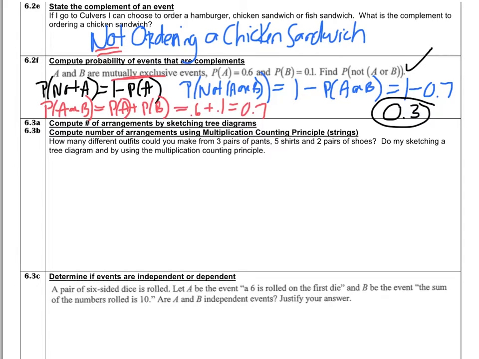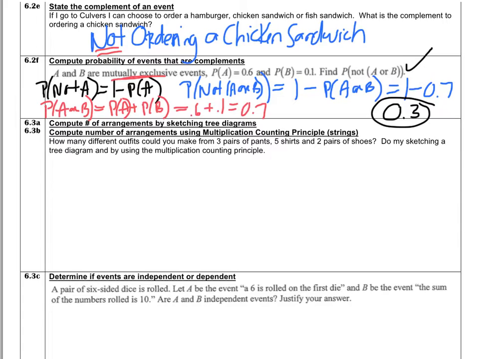And we're done. 6.3a and 6.3b compute the number of arrangements by sketching a tree diagram. Then I'll also show you how to compute the arrangements using the multiplication counting principle, which is more common because it's quicker. Here we have how many different outfits could you make from 3 pairs of pants, 5 shirts, and 2 pairs of shoes. Sketch the tree diagram and do the counting principle.